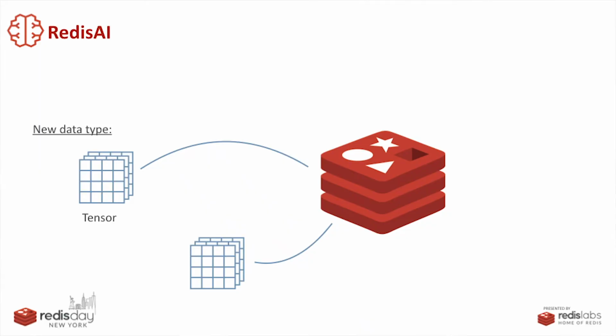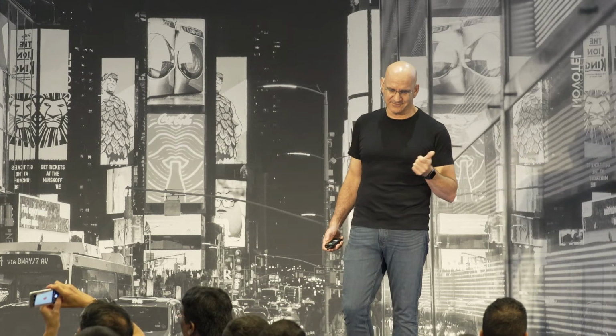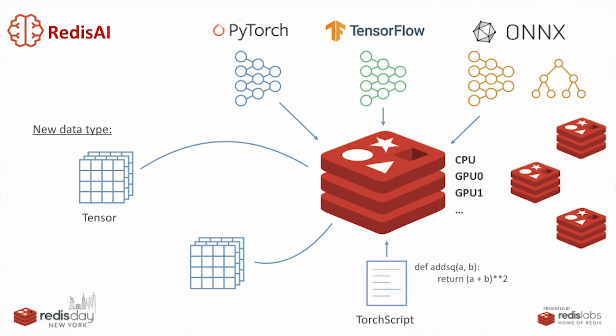The Redis AI module practically works with a new type of data type. It's called tensors, and it supports 3 types of machine learning. Sorry, 2 types of deep learning and 1 type of machine learning. So PyTorch and TensorFlow for deep learning, and ONNX for machine learning. It can run on a CPU or a GPU. It supports TorchScript, so you can do something like Lua in Redis for the AI modules. And of course, it's scalable and highly available when you run it with Redis.